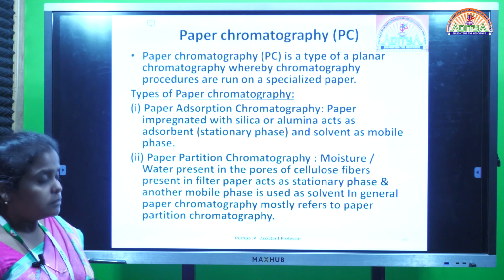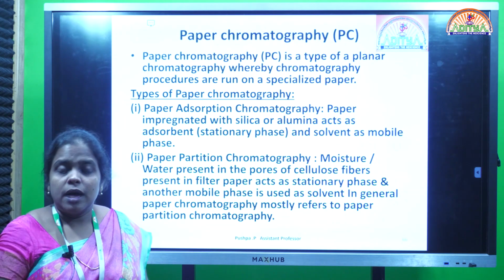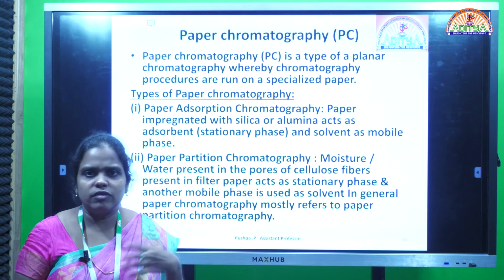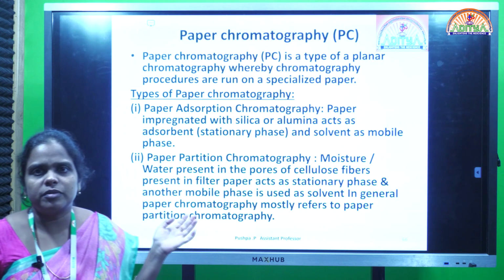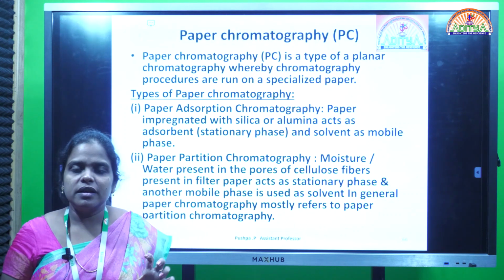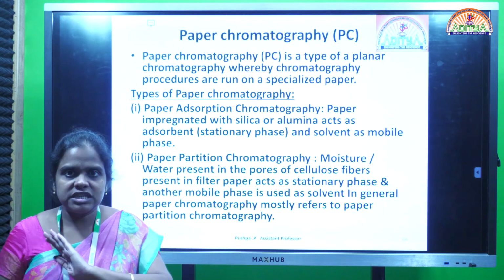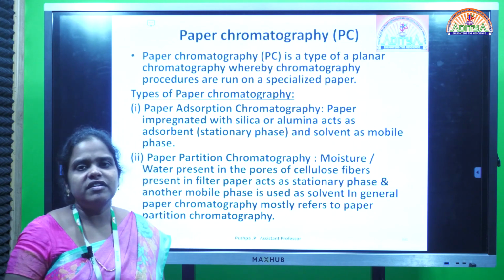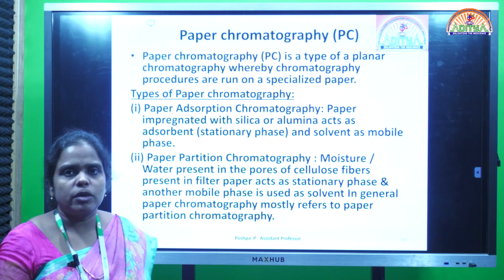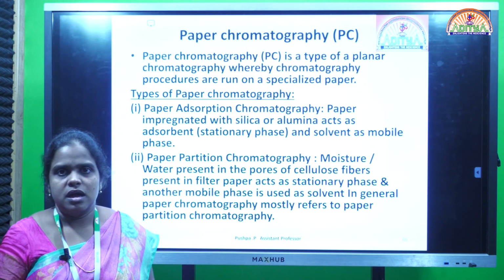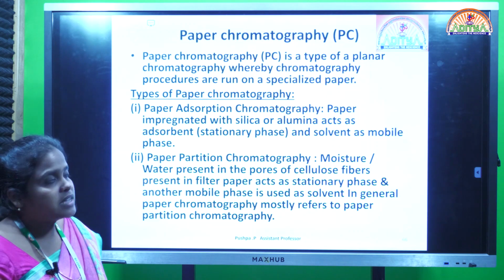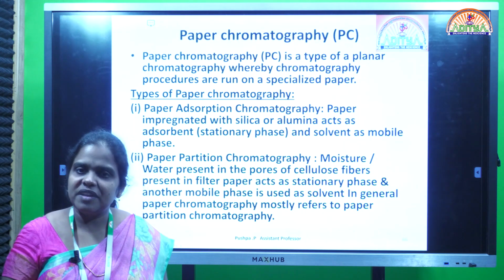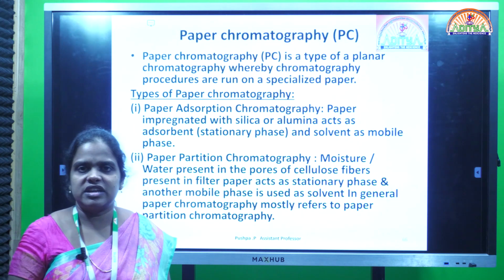And here we do the chromatographic separation by taking not normal paper, whatever we use daily, or paper from books. We can't tear a page from a book and do paper chromatography. There is a specialized paper. We prepare some specialized paper for the separation of different compounds, and that paper we use here. We should not use normal paper because the separation will not happen. So this is what happens in paper chromatography. Here we use specialized paper, and on that paper we do the chromatographic separation of different samples.